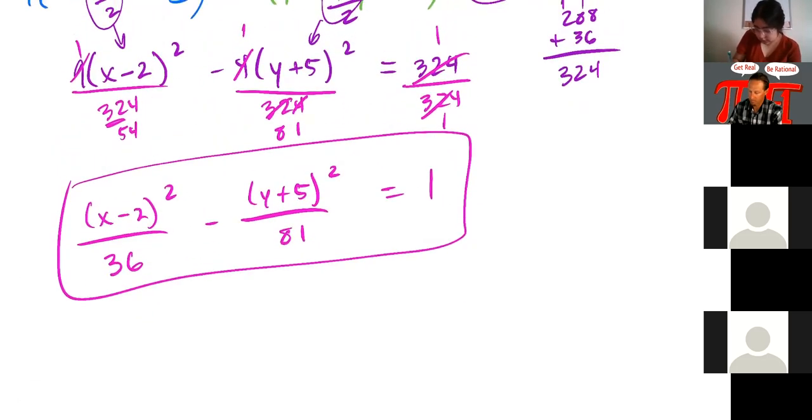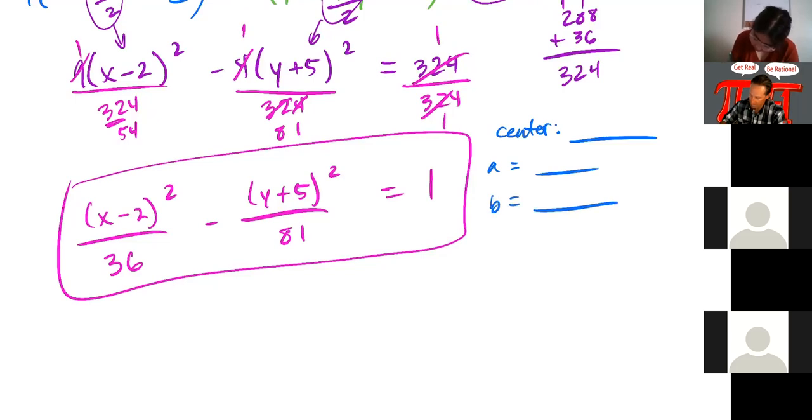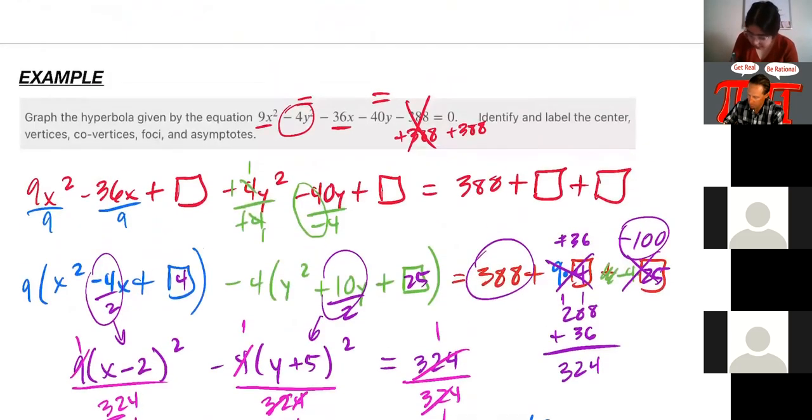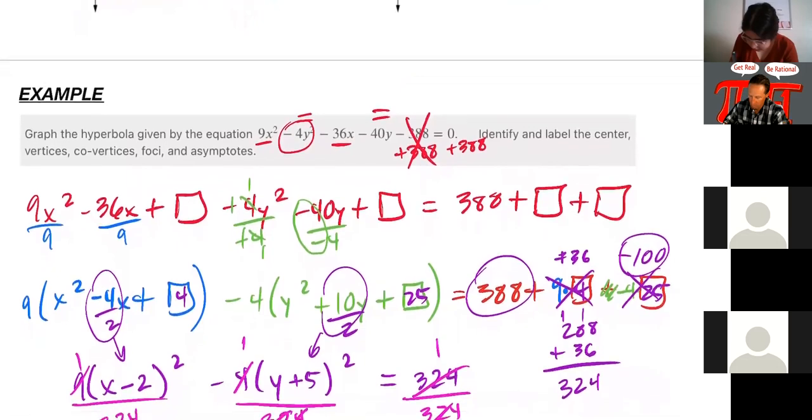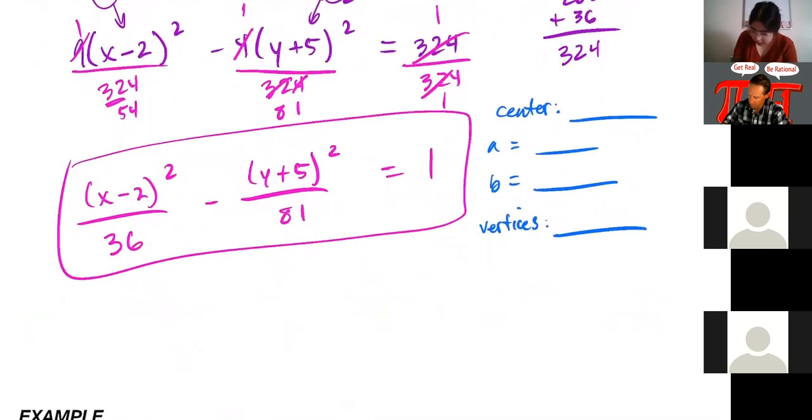So help me out. Can you tell me the center, the A, the B, the vertices? What else did they ask for? Co-vertices, foci, and asymptotes.